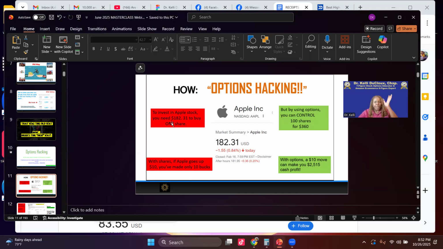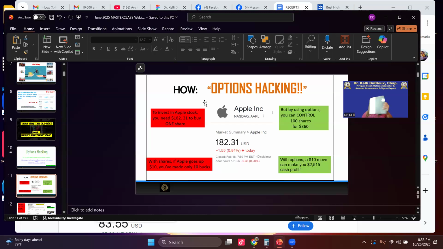Okay. So the old way is buy a share. And then if the stock goes up $10, then I made a whole $10 because I bought one share. That's the old way. The new way is to use options to control shares. Okay. So I want you to think of this book in my hand, this notebook, and I want you to think of this piece of paper as a coupon, an actual coupon. Okay. To buy the stocks, you have to buy the shares. I have to spend $182 times 100.